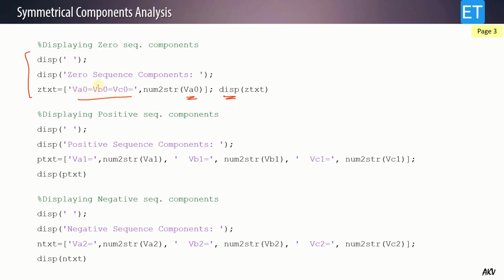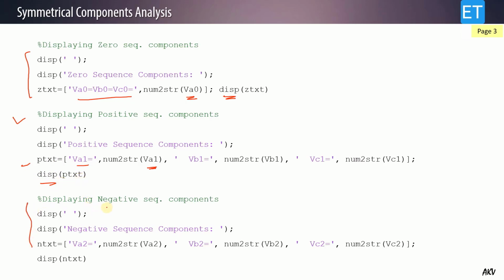That means VA0 equal to VB0 equal to VC0 and the value VA0. And here I am displaying all the positive sequence components. So here you can see that VA1, that is the text, equal to num2str VA1. VA1 is a value, so converting that into a string. That's why you can join all these strings to make a single string txt, and then with the help of display, you can display this.